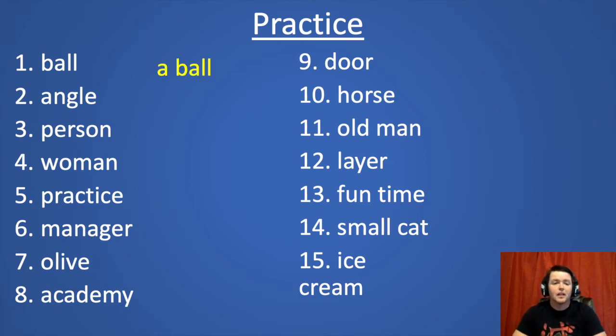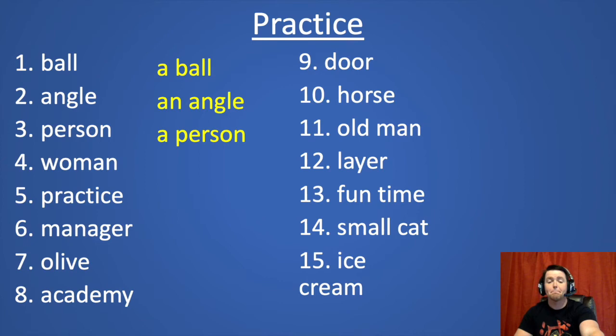All right, let's go over these answers here. Ball, B is a consonant sound, so we have a ball. Angle starts with that vowel sound, so an angle. Person, a person. Woman, a woman.